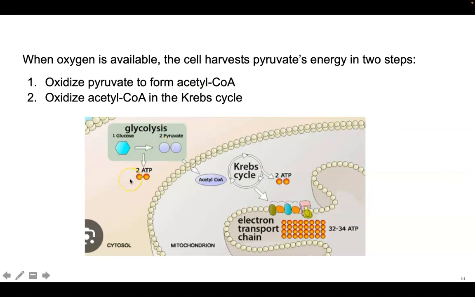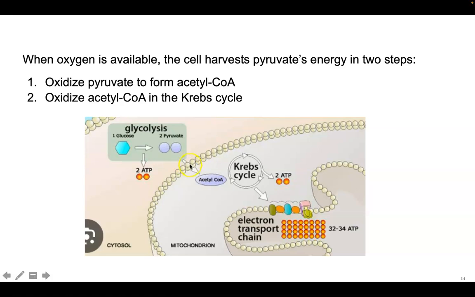So here's kind of a zoomed out version. I like this because you can see here's the outer membrane of the cell. This is our phospholipid bilayer protecting the cell from everything outside it. Here is our cytoplasm where glycolysis is taking place. We have 1 glucose molecule creating 2 pyruvate and 2 ATP.